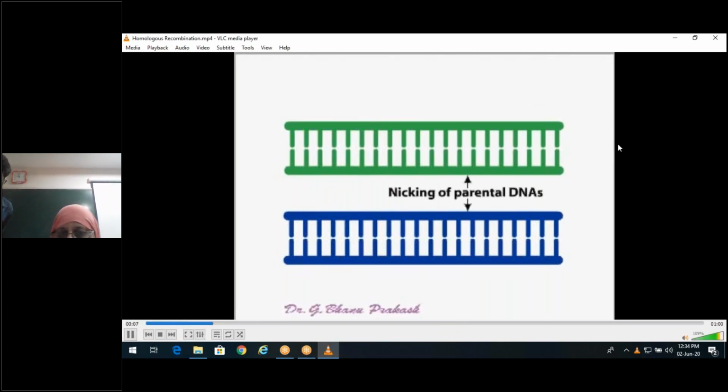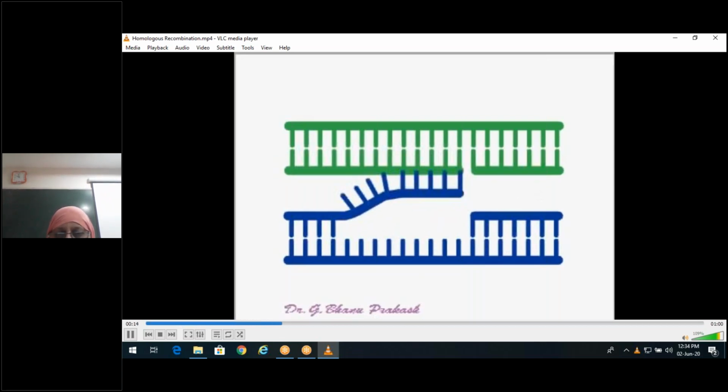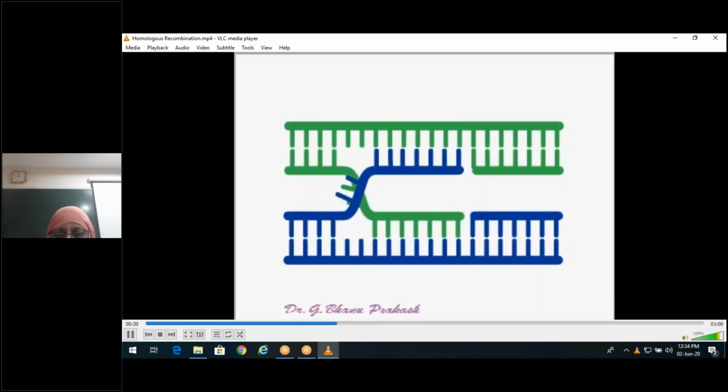In the Holliday model of homologous recombination, DNA exchange is initiated by nicks at the same position on the two parental DNA molecules. The nicked strands partially unwind, and each invades the other molecule by pairing with the complementary unbroken strand. Ligation of the broken strands produces a cross-strand intermediate known as a Holliday junction.